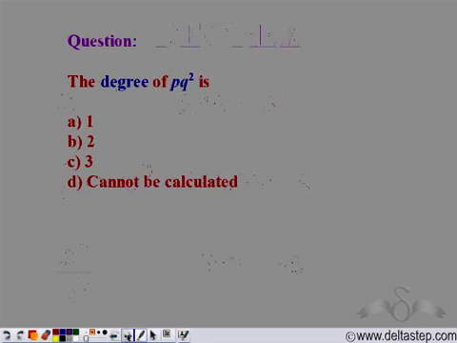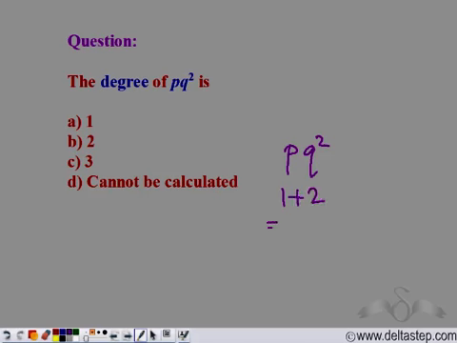Now what is the degree of p q square? We have seen that the degree of a term is the sum of the powers of the variables. So in p q square, we have two variables, p and q. The power of p is 1, the power of q is 2, and their sum is 3. So the degree of this term is 3.